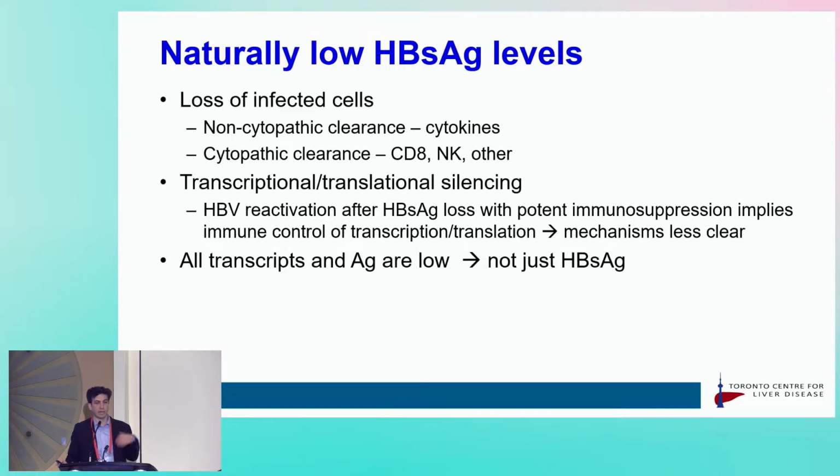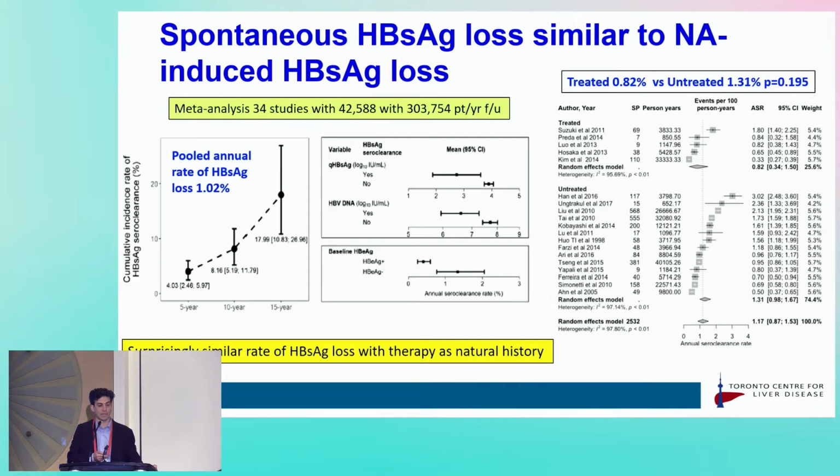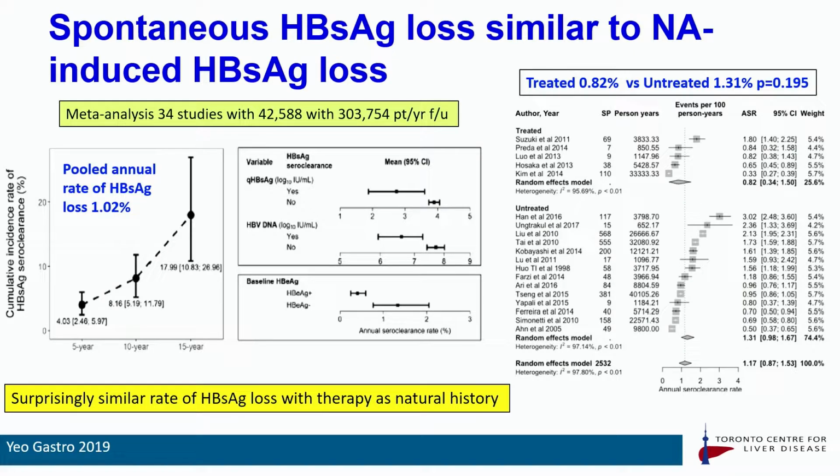And so what's the case for that? Well, the argument is that, as I made the point, naturally low surface antigen levels come through loss of infected cells and transcriptional silencing, and all the transcripts are low. So what happens when you do this just with a nuke? Let's look at nukes as a simple DAA strategy. We know that spontaneous surface antigen loss is fairly similar to nuke-associated antigen loss. This is a big meta-analysis looking at the rate of loss, and you can see the pooled annual rate of surface antigen loss is about 1% per year, and interestingly similar between patients that received long-term nuke therapy or were not treated.